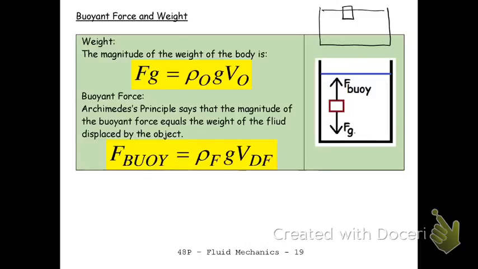But on any object that's immersed in a fluid, there are two forces that I can consider acting on it. There's its weight, and there's what's called a buoyant force. If this thing is happily under the surface, not accelerating upwards, not accelerating downwards, and I'm not holding it down, then it's in equilibrium. So I need to be able to look at a situation and figure out what the weight of the object is and what the buoyant force is.